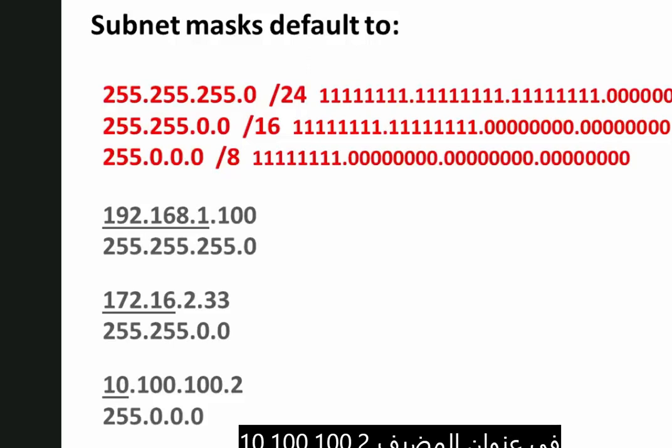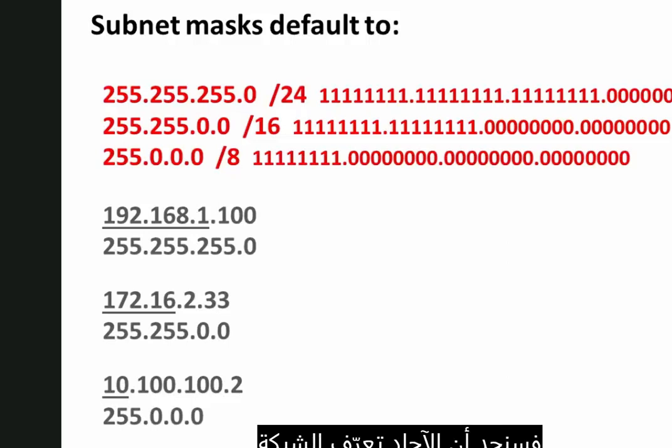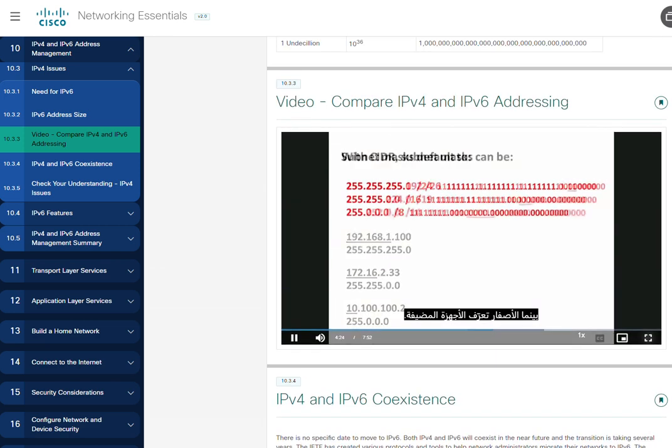In the 10.100.100.2 host address, the subnet mask is 255.0.0.0, and this lets us know that it's the 10 network with host number 100.100.2. So looking at the subnet mask in binary, the ones define the network and the zeros define the hosts.